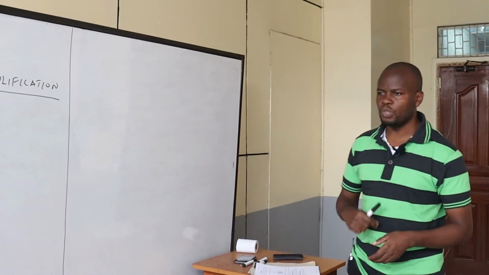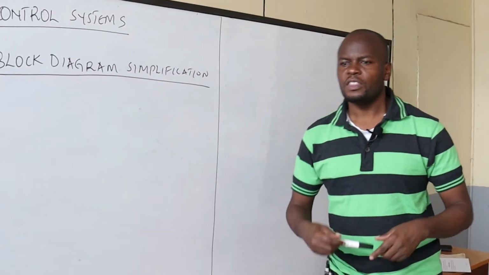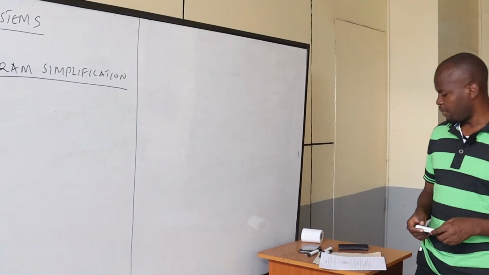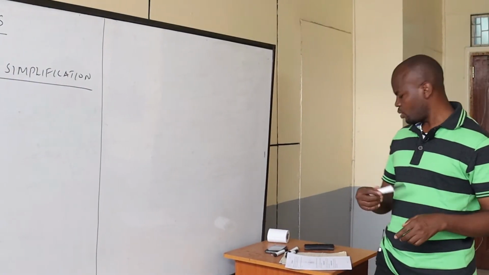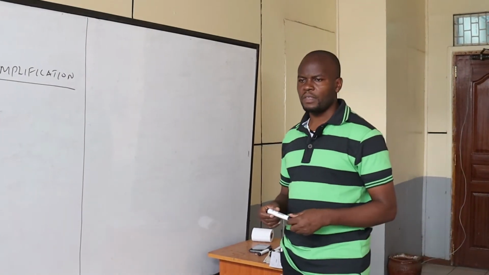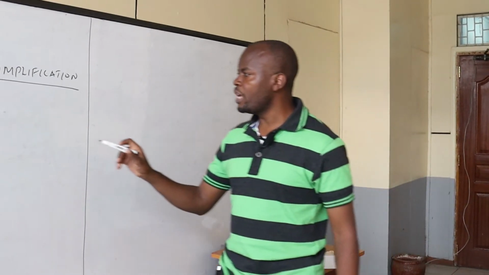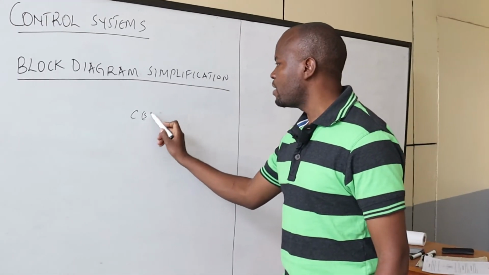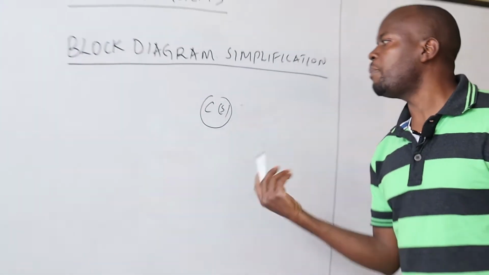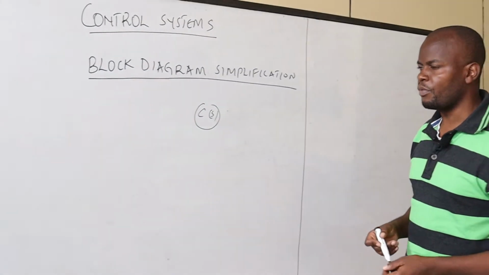In most cases, the equations that we are talking about are differential equations. So each and every block is always represented by an appropriate differential equation. When we want to get the transfer function of a block diagram, the transfer function is always the ratio of the Laplace transform of the output to the Laplace transform of the input.